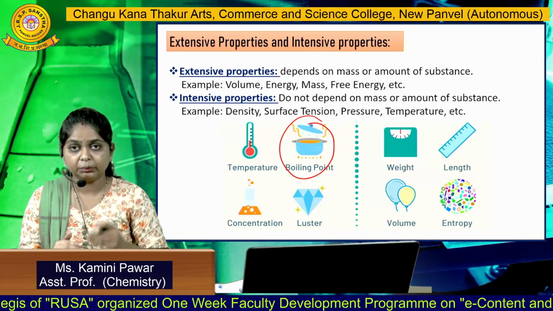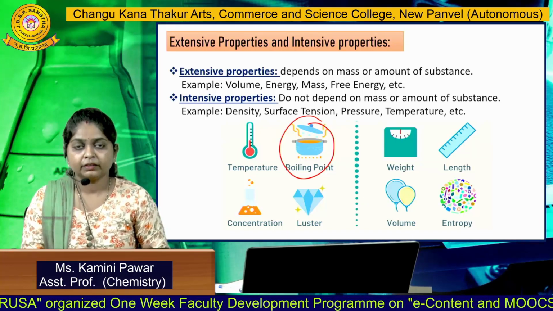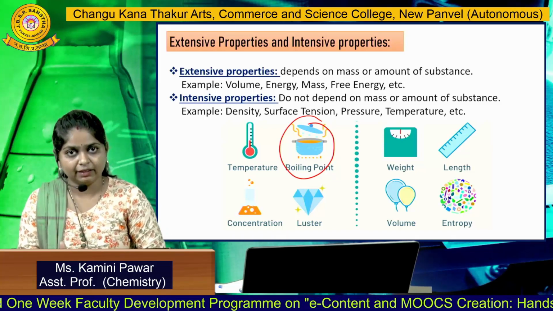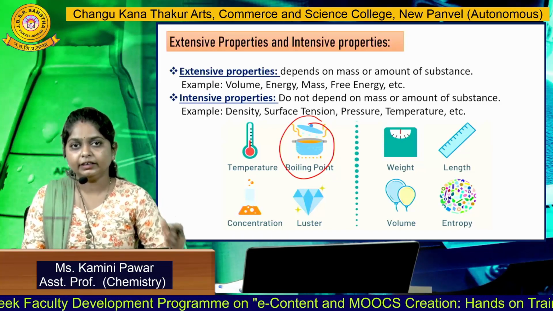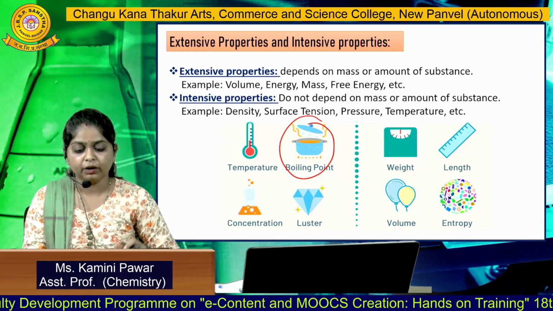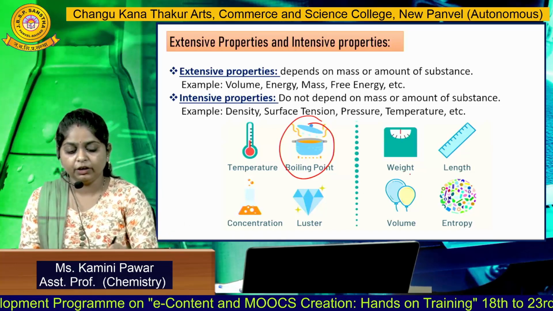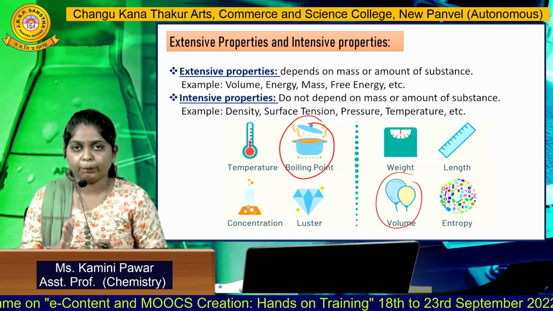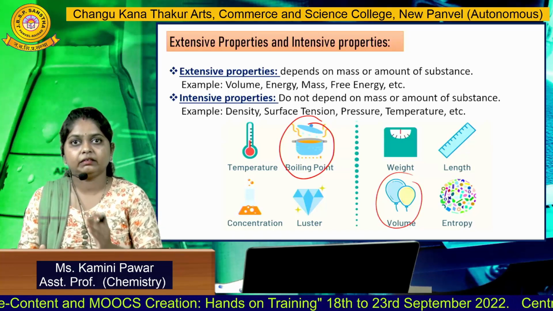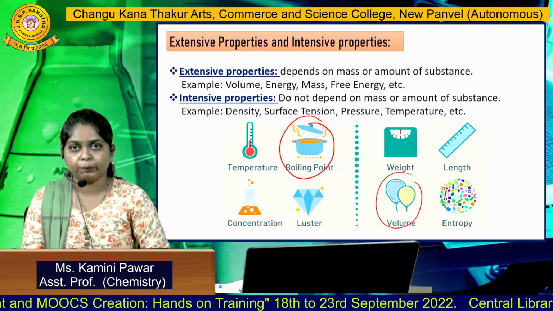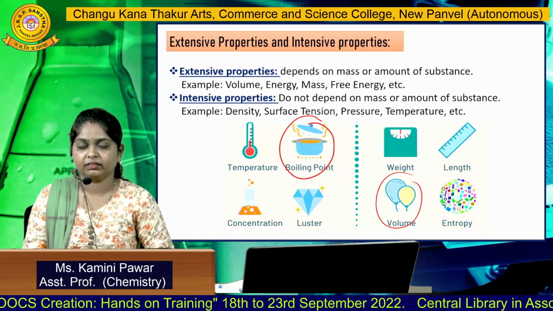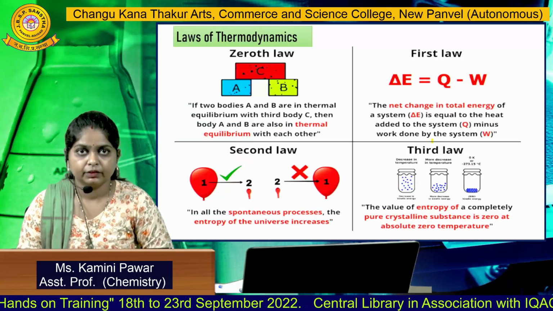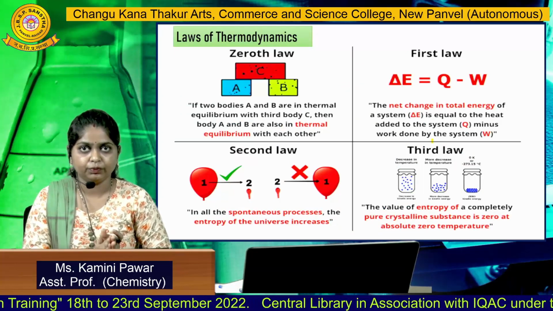And suppose similarly I consider the volume, then definitely the volume of 100 cm cube of water is less than that of 1 liter of water, because volume is the extensive property. So basically the property which depends on mass is an extensive property, and the property which is independent of mass is the intensive property. Okay, then we have the last thing, that is the laws of thermodynamics.